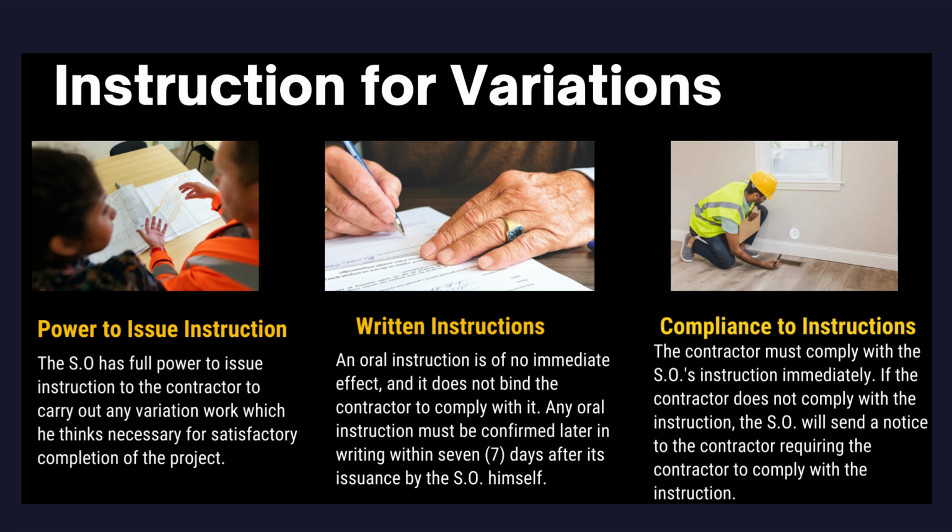Secondly, written instruction is compulsory to be issued for variation work. An oral instruction is of no immediate effect, and it does not bind the contractor to comply with it. Any oral instruction must be confirmed later in writing within 7 days after its issuance by the superintending officer himself.